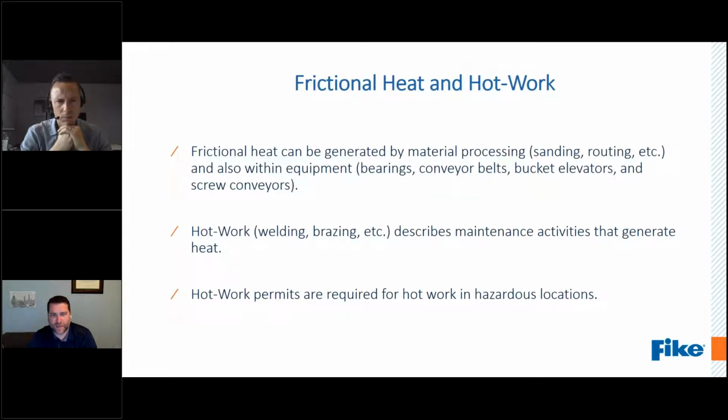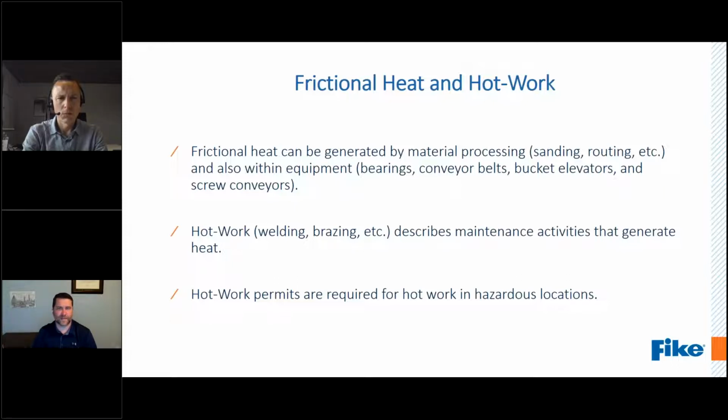Now, frictional heat and hot work. Frictional heat can be generated in your process itself. If you're sanding, routing, or cutting your material, that can create frictional heat. But you can also get it within equipment. Bearings are a big one that historically have been a huge source of fires, and in some cases explosions, from overheating of bearings. Especially in newer equipment, the bearings are separate from the product stream. They're going to be outside of that. However, if they overheat and catch fire, it can still create a hot surface inside the equipment if it's not caught and put out.